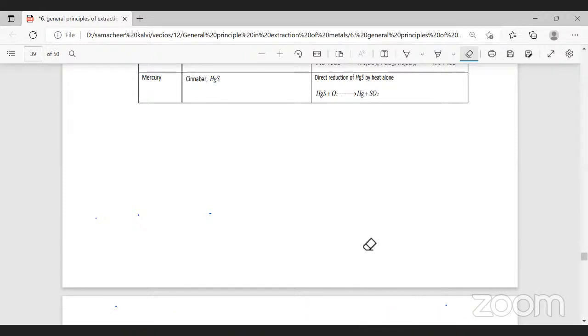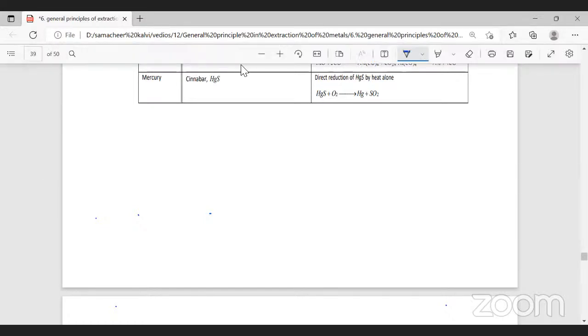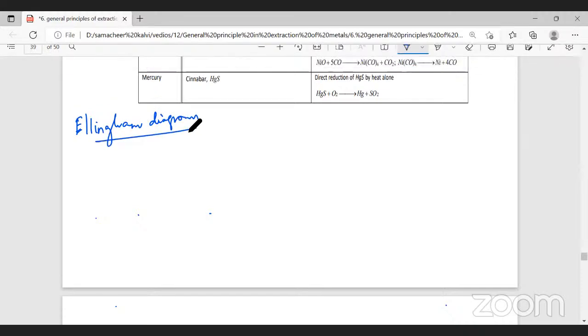Now, the last part of the topic is called Ellingham diagram. I should have done this along with the extraction of iron, but anyways, I thought this is a little complex, so I thought we will learn Ellingham's diagram at the end. But it's actually very interesting. They'll ask you only the definition of Ellingham's diagram, or they can ask you based on Ellingham diagram, iron also. Ellingham is the name of a scientist.